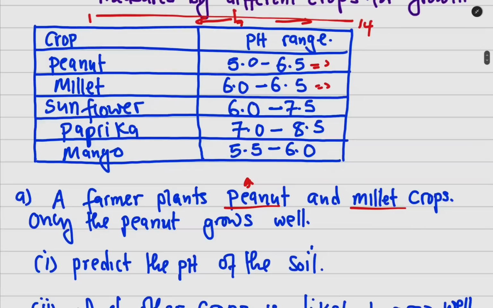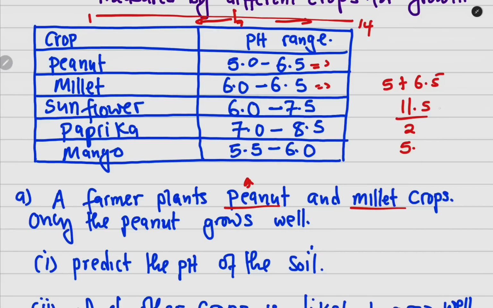Now let us go a bit back. So look at this. The pH for peanut is 5 to 6.5. So to predict the pH here, you just simply add 5 plus 6.5. I guess this one is able to give you 11.5. Now if you are to divide this by 2, what is it going to give you? It will give you 5, remainder 1 into 2.